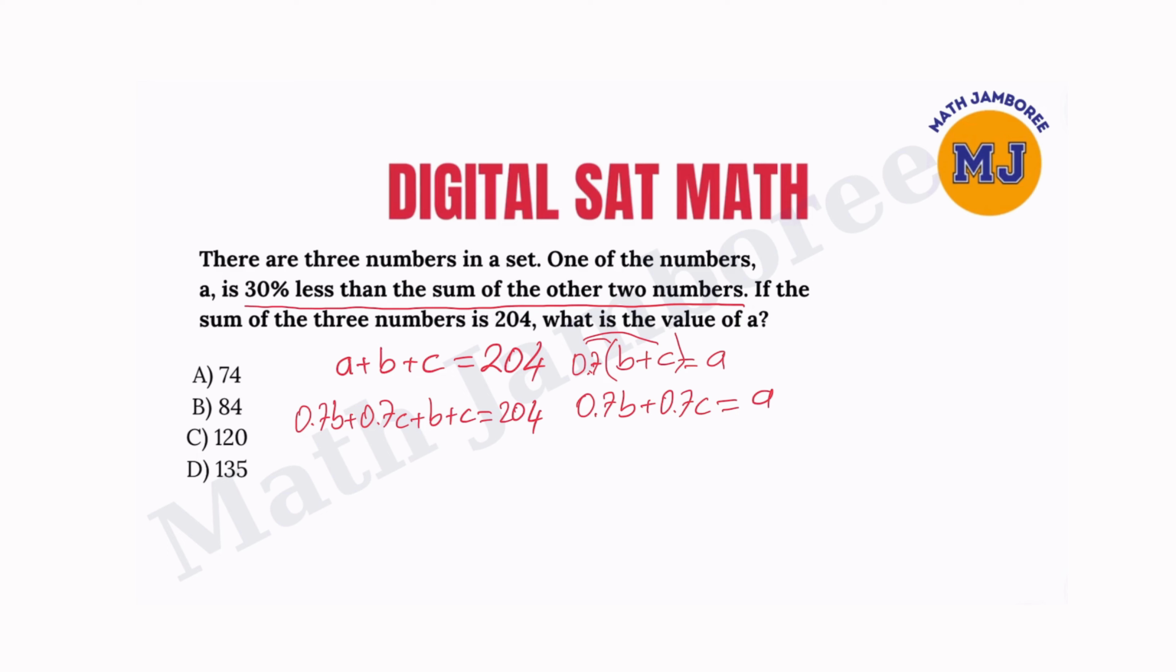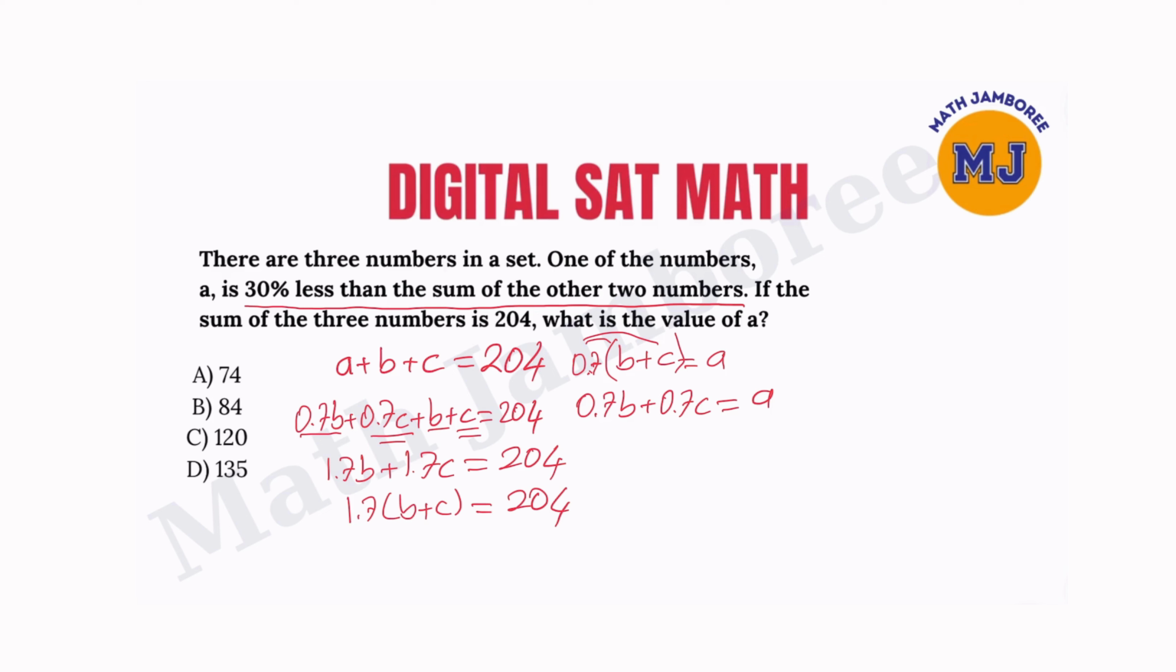So we have like terms. I'm going to underline the B's once. We have C's. I will underline them twice. If you combine them, 1 plus 0.7 B, that makes 1.7 B plus 1.7 C will be equal to 204. So we will get 1.7 parentheses here, and B plus C will be equal to 204.